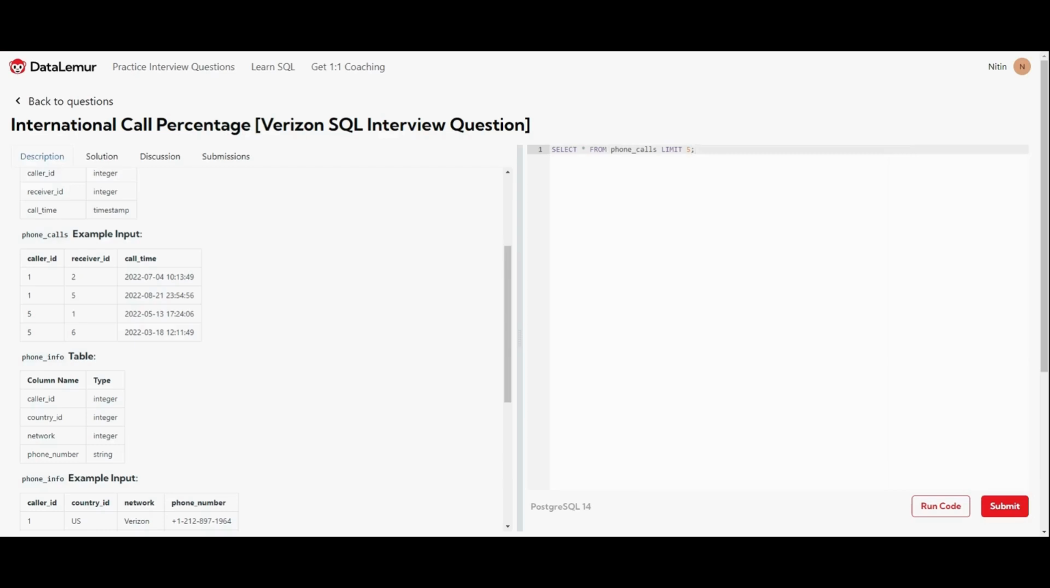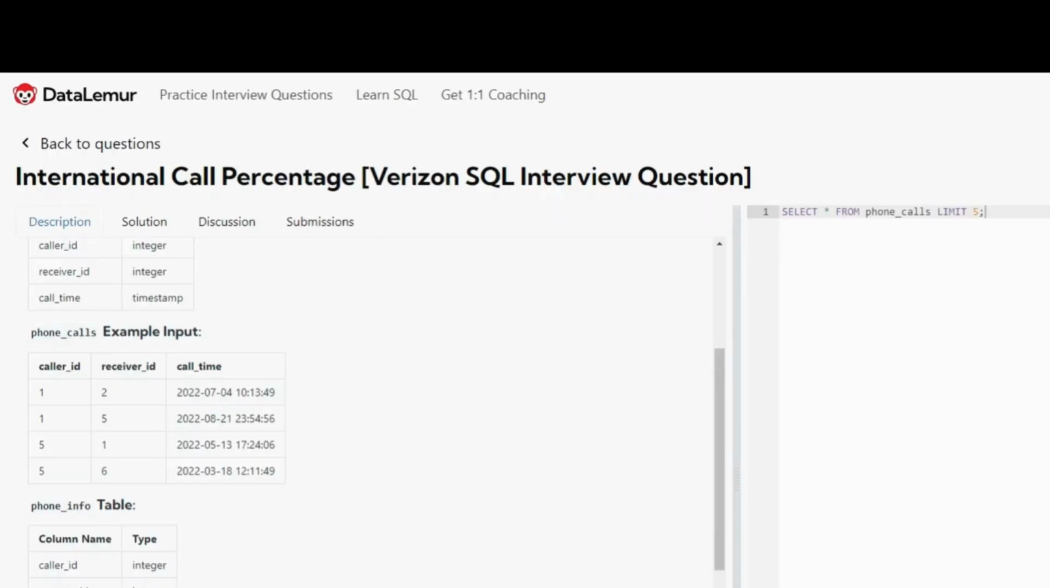So if you are ready, let's move to my computer where I'll solve next SQL problem using the SQL breakdown structure. I have logged into Data Lemur, which is my preferred platform to solve SQL queries. And today we are going to solve a question asked in Verizon, which is a popular telecom company in North America. And the question is called international call percentage.